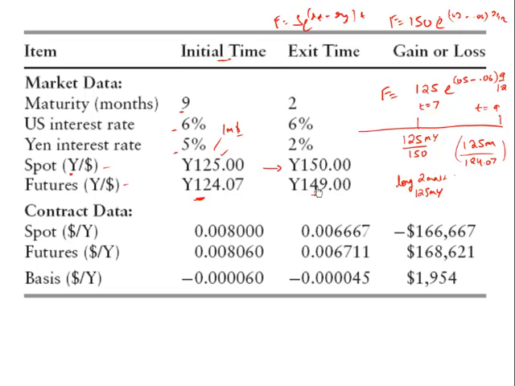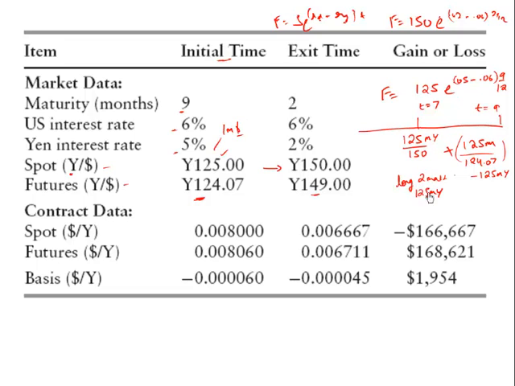So that's a good thing about forwards and futures. Normally the movement will be in tandem with the spot prices for the most part. So the futures have become 149. So he is selling 125 million yen at the rate of 124.07 that he had already contracted. So this is the amount that he will receive for selling 125 million yen.